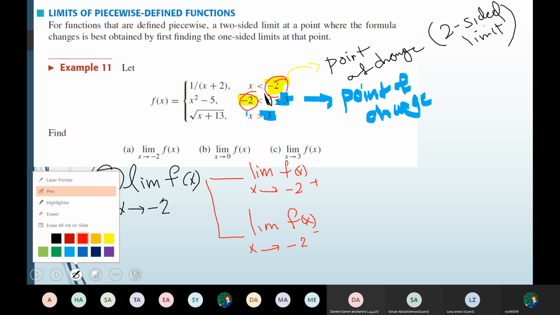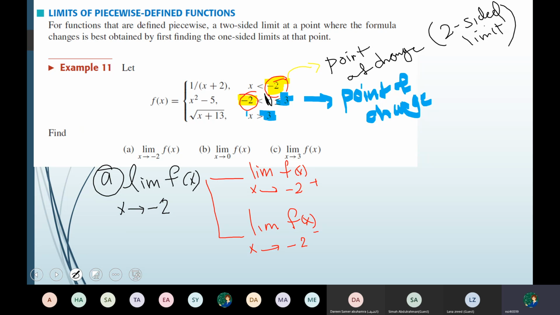Now, negative 2 from the right, what does it mean? It means negative 1, 0, 1, 2. So which function do I have to choose now? x squared minus 5 or 1 over x plus 2? Yes, grade 11. Can you repeat your question?